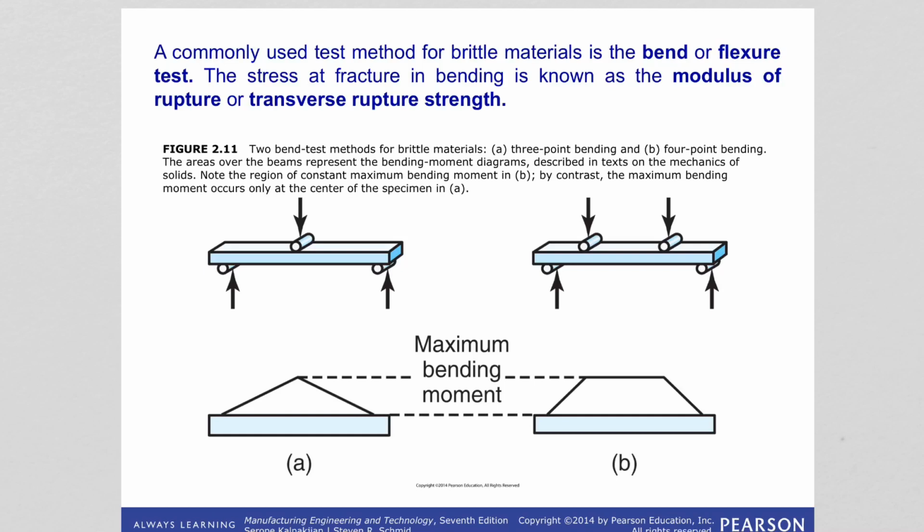One of them is the bend or flexure test. Basically it involves a specimen that has a rectangular cross section and is supported in the manners shown. The tests are known as the 3-point bending test and 4-point bending test, and the stress at fracture is known as the modulus of rupture, or transverse rupture strength.